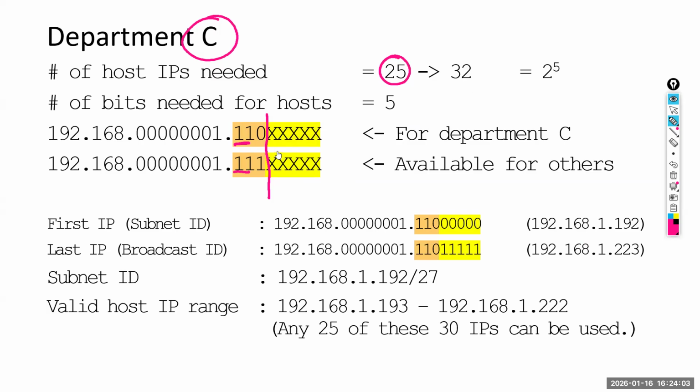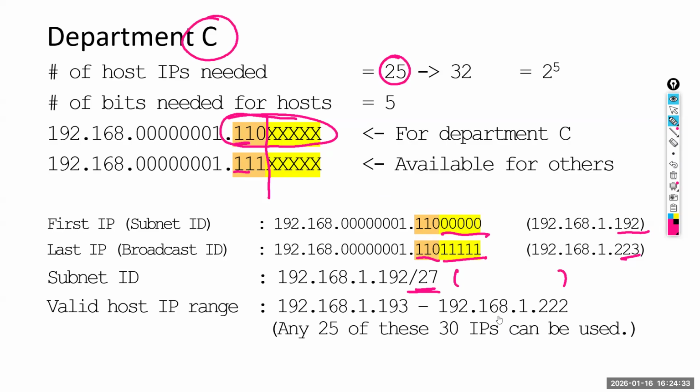Now this one we can definitely allocate for Department C. 110 with all zeros is the subnet ID, and 110 with all ones is the broadcast ID. The usable addresses will be 193 to 222 in that range. And the subnet mask is 255.255.255 with three 1s and five 0s. You need to convert it, right? That you can write within that, right?